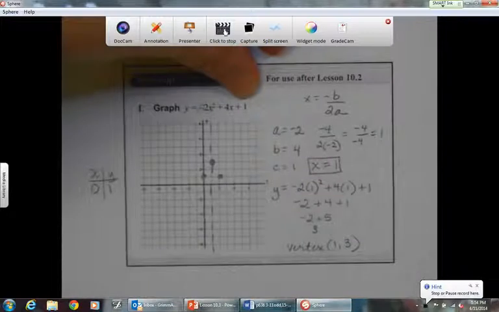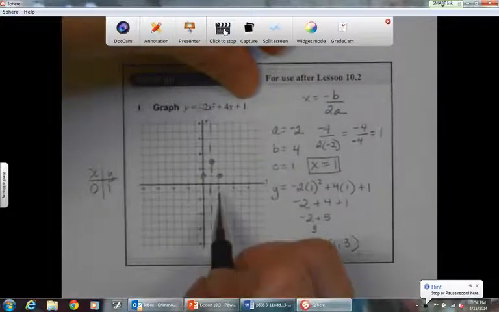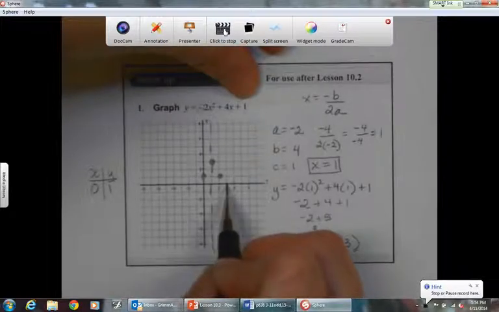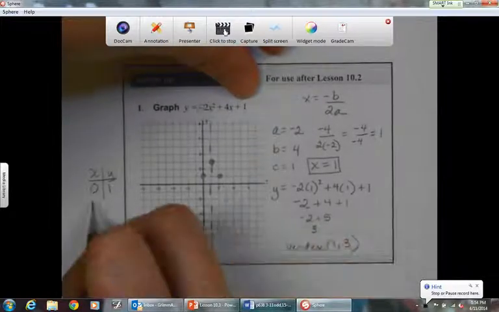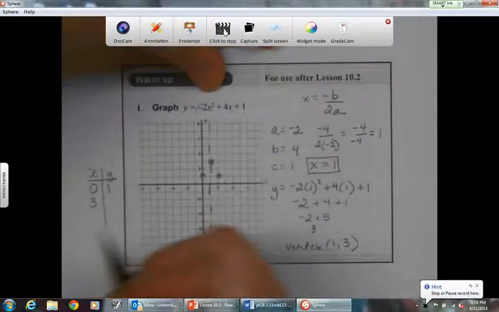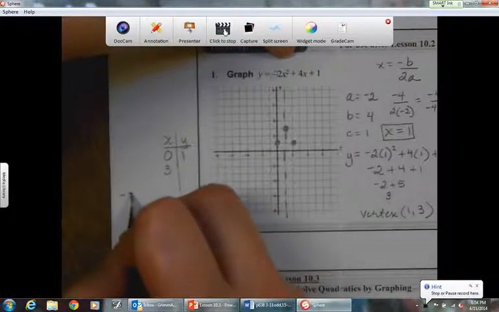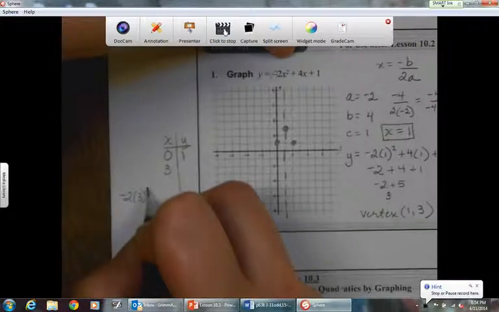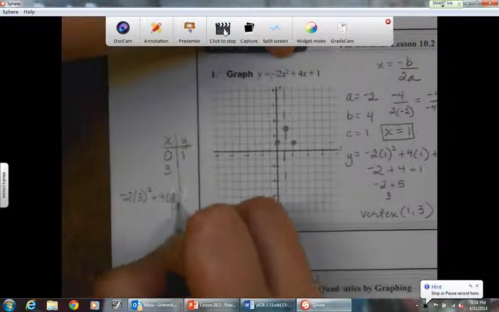Now I already have 3 points. I just need one more. So maybe I would put in, let's see, this was 2, so maybe I could put in a 3 in my table. Alright, so let's see. Negative, let's see if I can get this on the screen. Negative 2 times 3 squared plus 4 times 3 plus 1. Oh, this is going to be pretty big, isn't it?